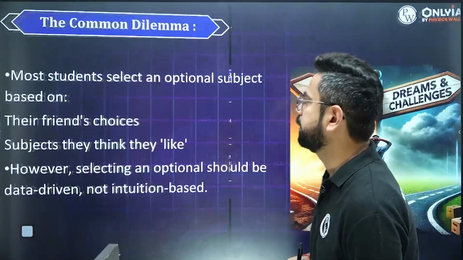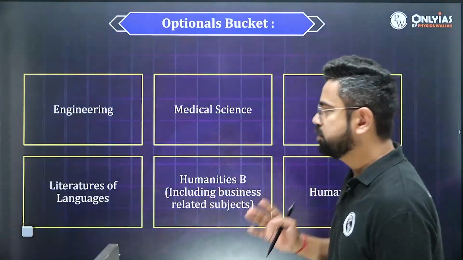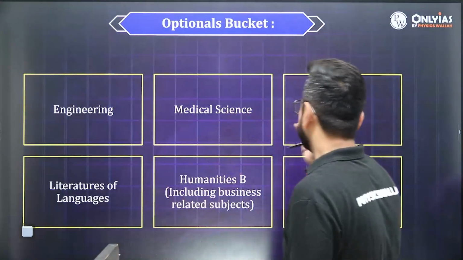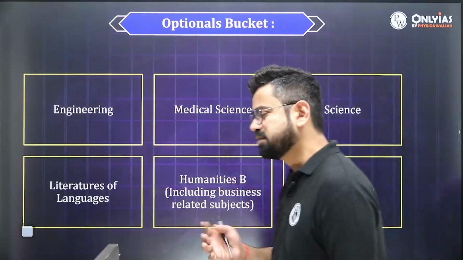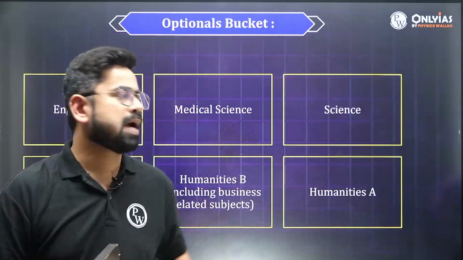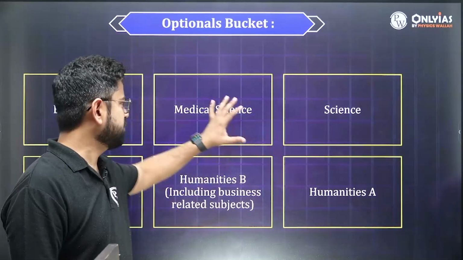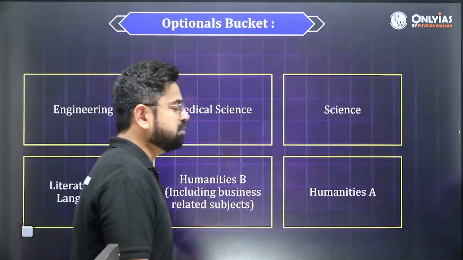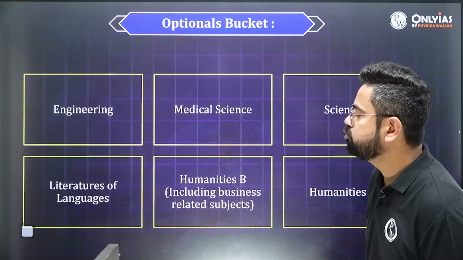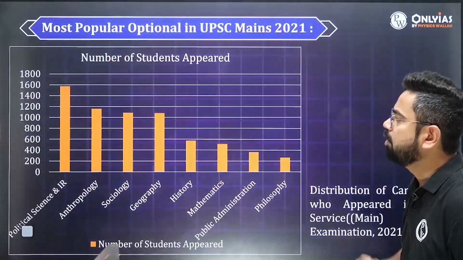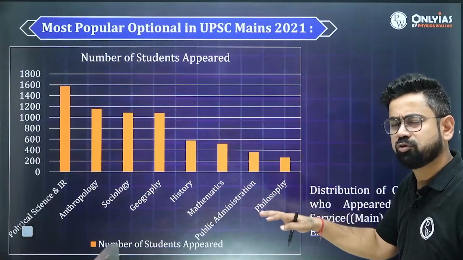Right, very, very important. So there are multiple streams of optional: engineering, medical science, literature of languages, humanities, and humanities B. Let's call it humanities only. So there are humanities, there are science subjects, medical science and engineering, and then there is a separate set of literature subjects, amongst which you have to make a choice. Now, first of all, let me show you some graphs, and then I'll also show you some data.